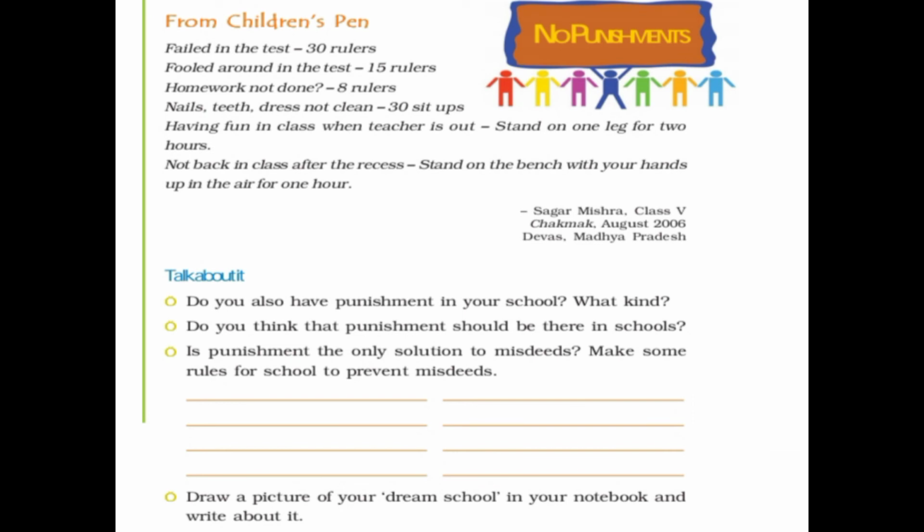From the children's pen. Failed in the test, 30 rulers. Fooled around in the test, 15 rulers. Homework not done, 18 rulers. Nails, teeth, dress not clean, 30 sit-ups. Having fun in class when teacher is out, stand on one leg for 2 hours. Not back in class after the recess, stand on the bench with your hands up in the air for 1 hour.